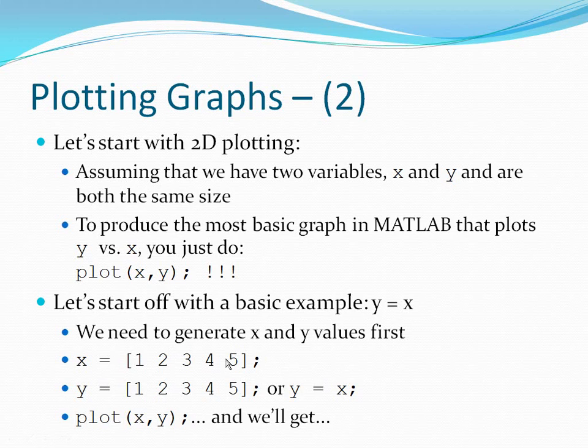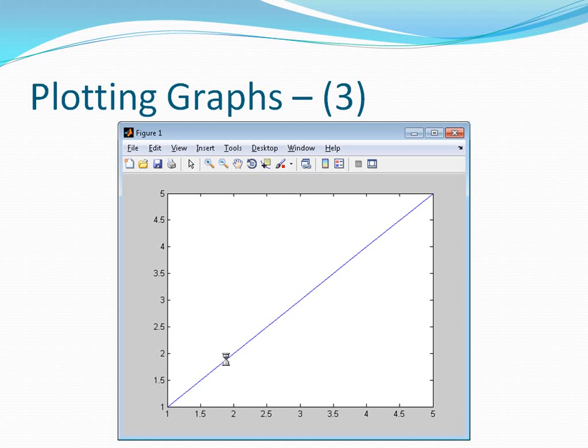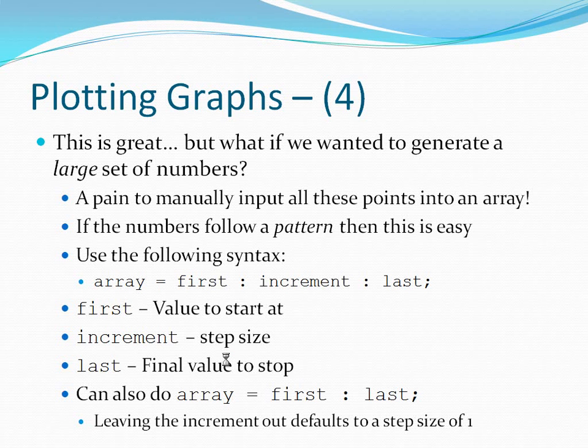You can definitely improve this by adding a title, adding a grid line, and adding x and y axis titles and so on and so forth. But we'll get to that in a little bit. So this is great. But what if we wanted to generate a large set of numbers? Right now we only have a 5-element array, which is great.